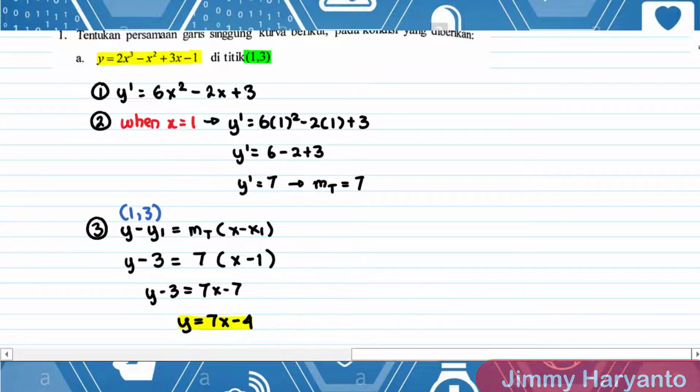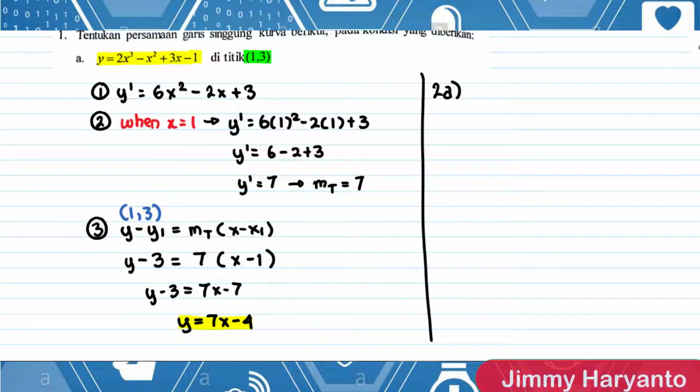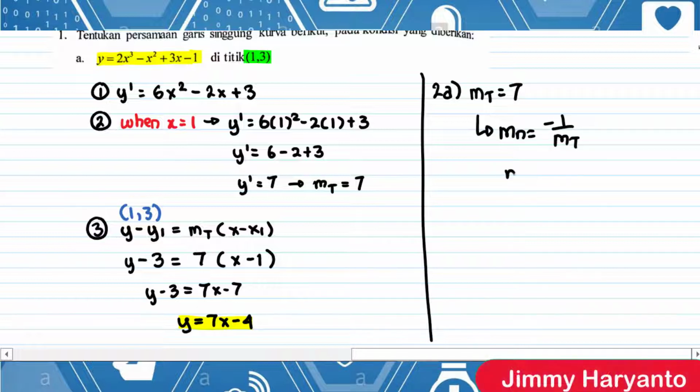And because the question of number 2 has the same curve and the same point, the given information is the same, so I will proceed to number 2a. For number 2a, the question wants you to find the normal line ya. To find the normal line, you have to find the gradient of tangent first. We already got the gradient of tangent equals 7. From this one, we can find the gradient of normal. Gradient of normal equals -1 over the gradient of tangent. So the gradient of normal will be -1/7.